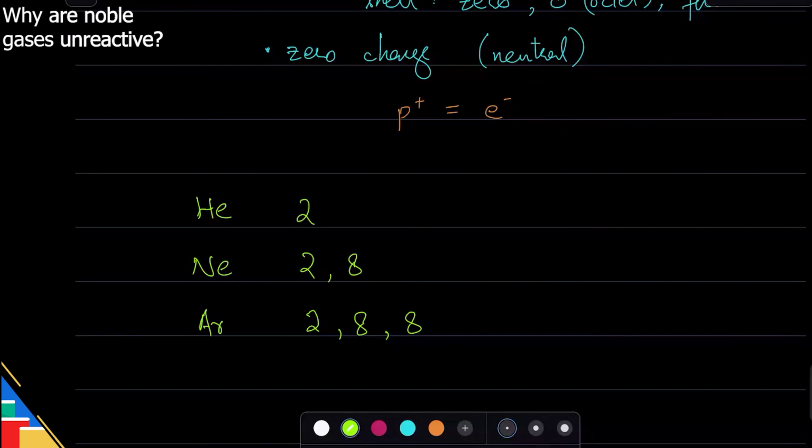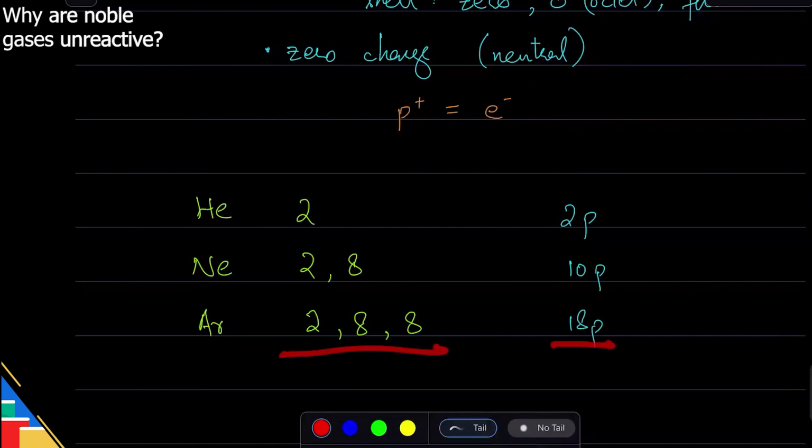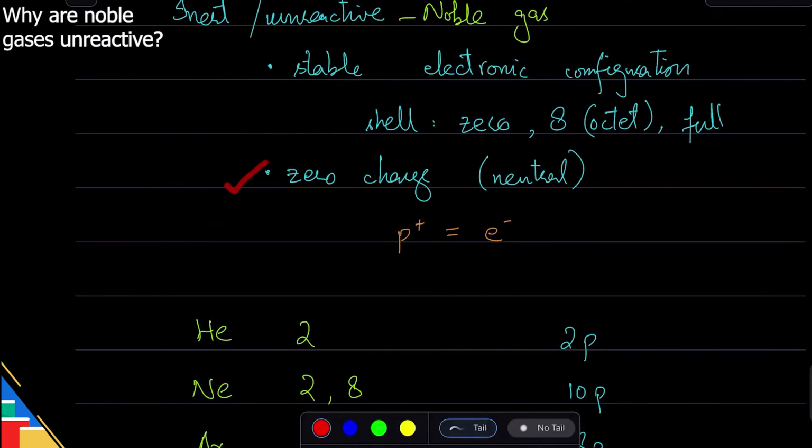And at the same time, this has 2 protons, this has 10 protons, this has 18 protons. So 18 electrons, 18 protons cancelled out. So this is 0 charge and stable configuration.